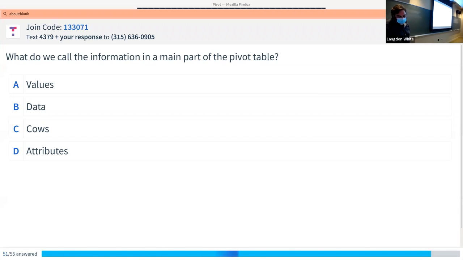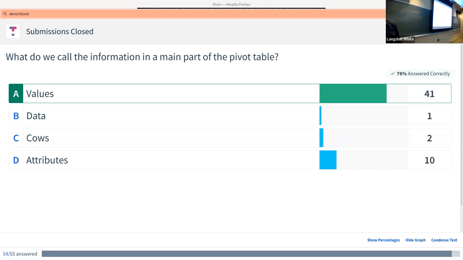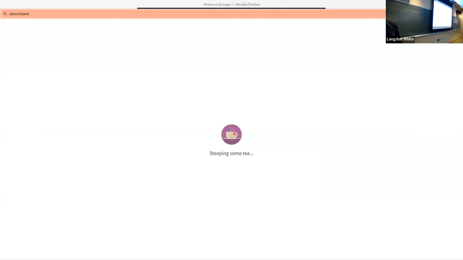All right, get those answers in. It's always so hard to tell how many people are actually there versus it thinks they're there. All right, I'm going to call it there. All right, so it is the values. The attributes are more like the type of thing that's in there, rather than the actual element. Trying to give an example, if you had the center part, and it had 3, 5, and 7, the attribute is ages, right? Not the values themselves. All right, next question.